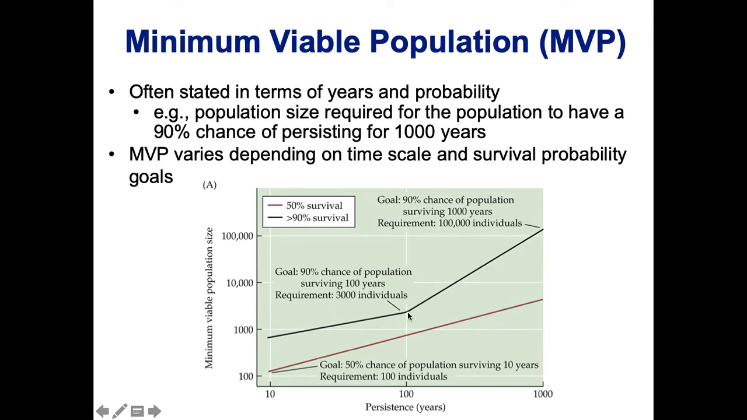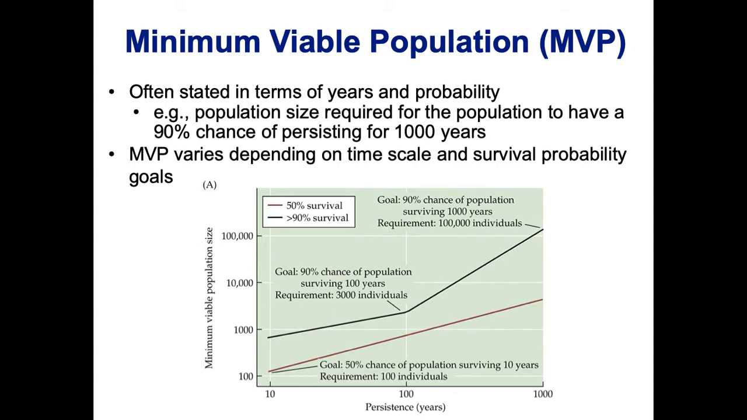But if you want to survive for 100 years, you need at least 3,000 individuals. If you want the population to survive with a 90% chance for 1,000 years, you're going to need over 100,000 individuals. If your goal is only a 50% chance of surviving for 10 years, you only need about 100 individuals. And so you can see that this changes depending on what you're looking for.